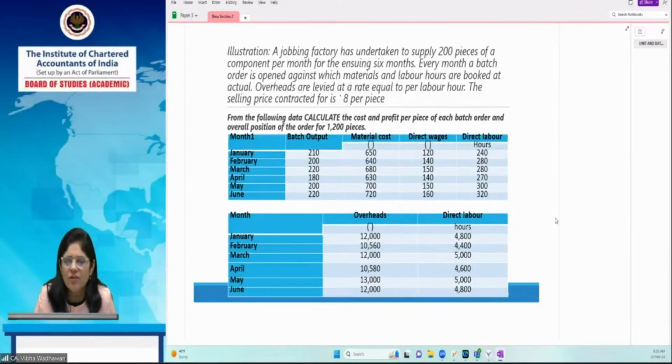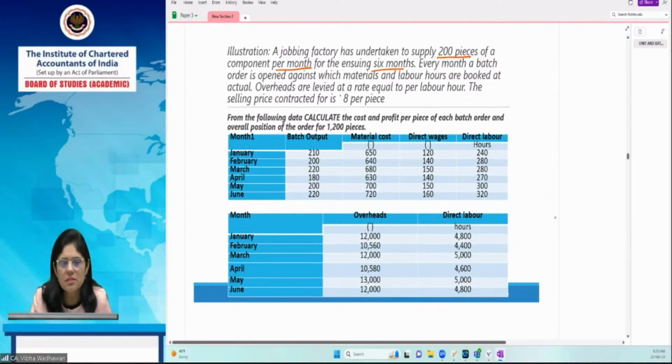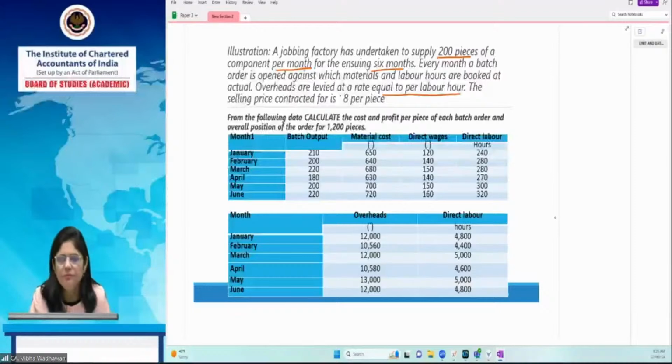A jobbing factory has undertaken to supply 200 pieces of a component per month for the ensuing 6 months. Ensuing means the coming 6 months. Every month a batch order is opened, against which material and labor are booked. So every month one batch of around 200 pieces is opened. Overheads are levied at a rate per labor hour. So this is important. The selling price is 8 per piece. Clear?